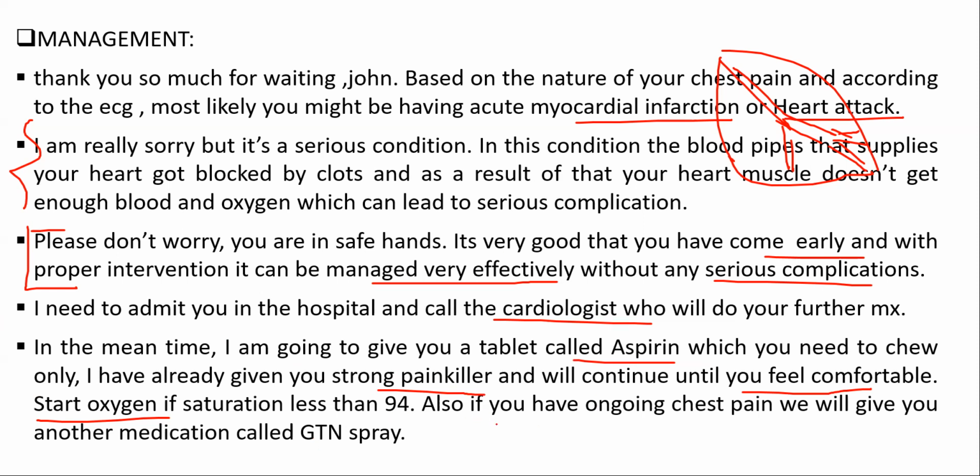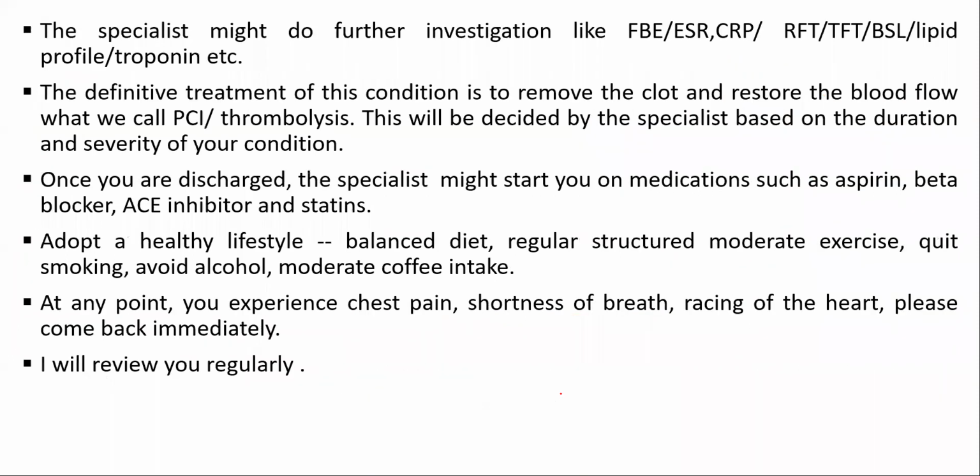Okay, so that's the monotherapy, which means morphine, oxygen, nitroglycerin, and aspirin. The specialist will come and see you and might want to do further investigation, starting with some basic bloods like full blood count, inflammatory markers, liver and kidney function, thyroid function, blood sugar, lipid profile, and a cardiac enzyme.